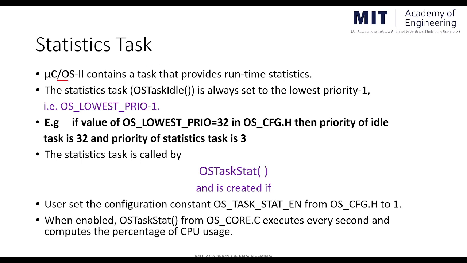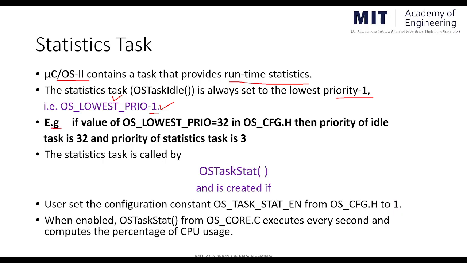Statistic task: MicroC/OS-II contains a task that provides runtime statistics. By the name itself, we can understand this provides us the mathematical statistics of the CPU time usage. The statistic task is always set to the lowest priority minus 1, because OS_LOWEST_PRIO is the value of the idle task, and the statistic task value is OS_LOWEST_PRIO minus 1.